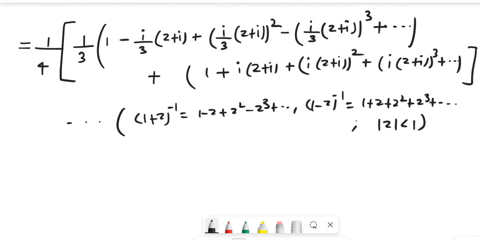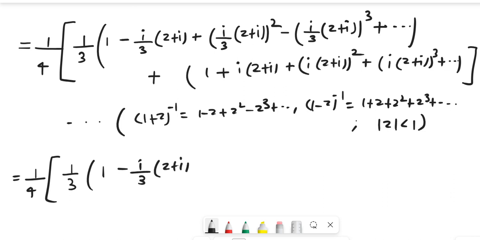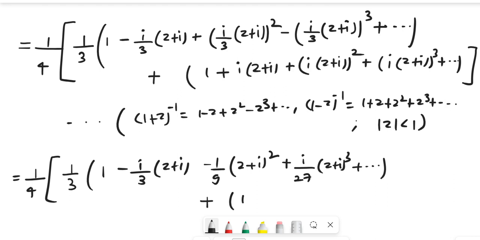Further simplifying the above expression, that is 1 over 4, 1 over 3 in bracket 1 minus i over 3 times z plus i, that is minus 1 over 9 z plus i whole square, and that is plus i over 27 z plus i to the whole power 3, plus dot dot dot, and further plus 1 plus i times z plus i minus z plus i whole square minus i z plus i whole power 3 plus dot dot dot.